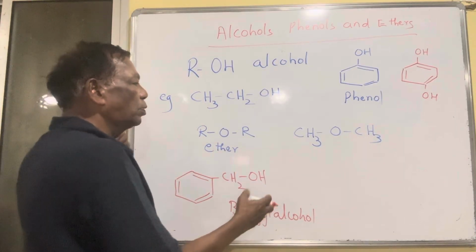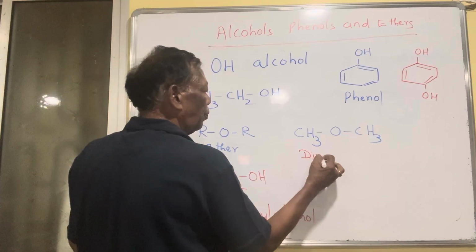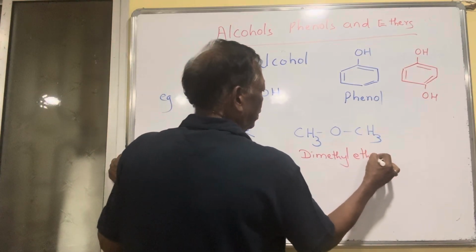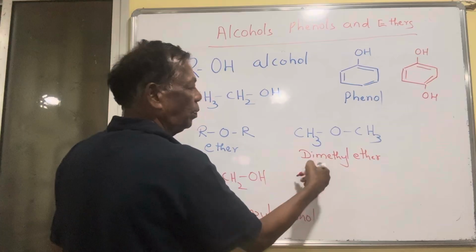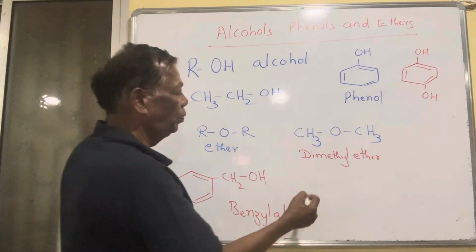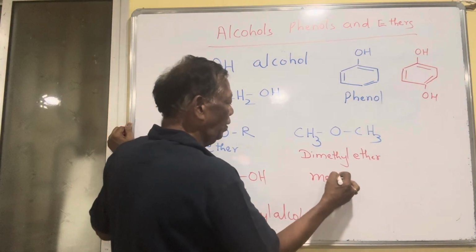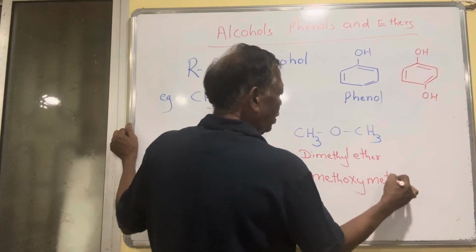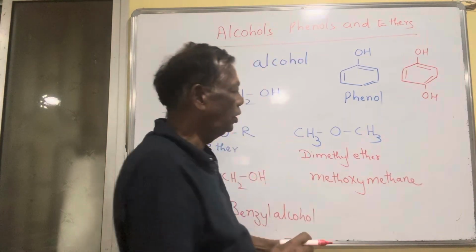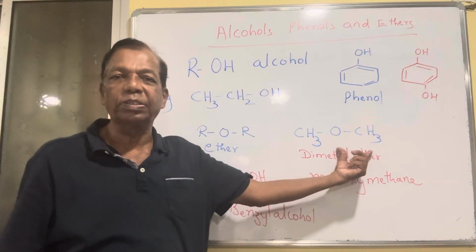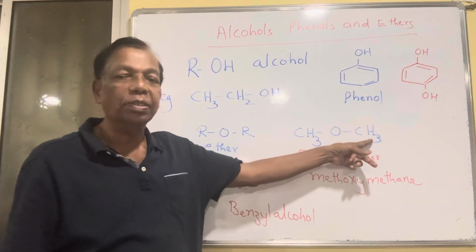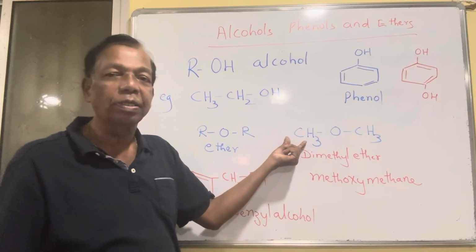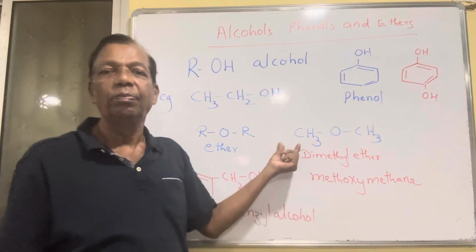Now this is called dimethyl ether. That is the common name or trivial name. And the IUPAC name will be methoxymethane. How do I get that name, methoxymethane? See, this group is called alkoxy in general. Here there is only one carbon, therefore it is methoxy. And then there is again another carbon, therefore methoxymethane.